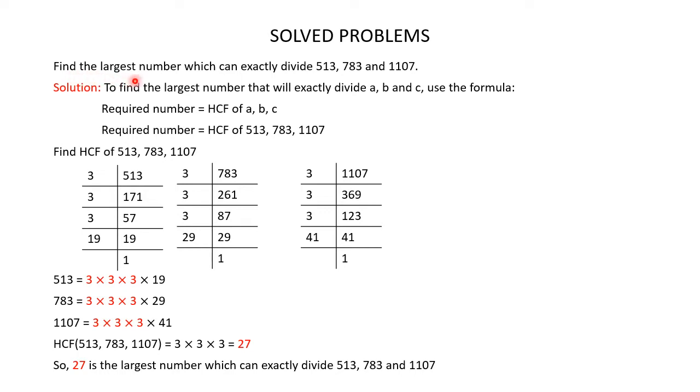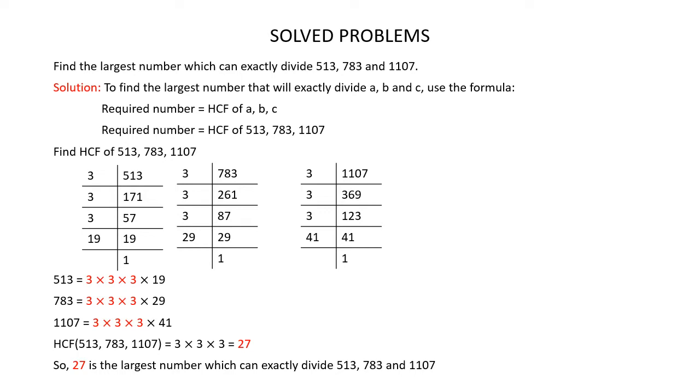Find the largest number which can exactly divide 513, 783 and 1107. Now you know that to find the largest number that will exactly divide A, B and C, you have to use the formula. Required number is equal to HCF of A, B and C. So here the required number will be HCF of 513, 783 and 1107. So let's first find the HCF of these 3 numbers by prime factorization method.